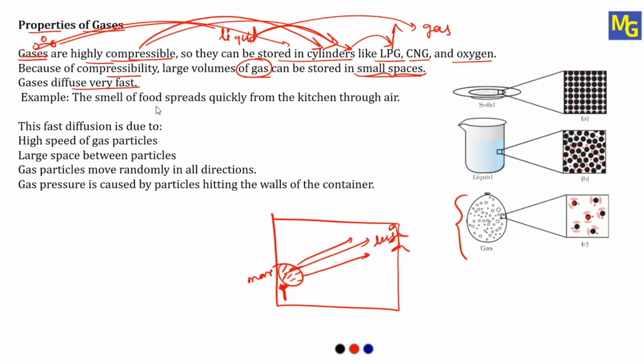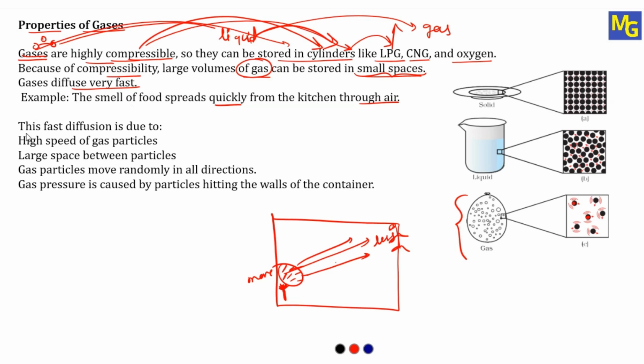Example, the smell of food spreads quickly from the kitchen through the air. A very common example you may have seen at your home. Your mother will be cooking food in your kitchen, but still you can get the smell in the hall. Why? Because the particles of that food will mix into the air, and from the air they will quickly spread all over the house, and that is the reason gases diffuse very fast.